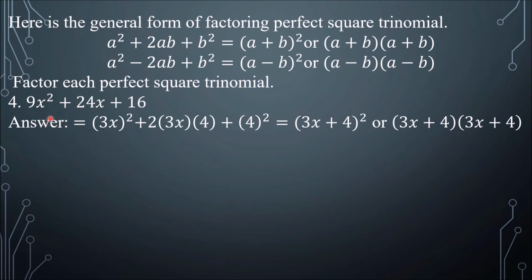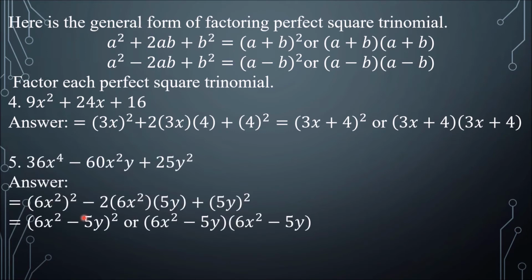Factor polynomial number 4. We have 9x squared plus 24x plus 16. This is a perfect square trinomial. First, 9x squared is (3x) squared. And then 2 times 3x is 6x. In order to get 24x, we need to multiply that by 4. So 2 times 3x times 4. Now this 4 will be used in the last term, 4 squared. Simplifying, we have the first term 3x and the last term 4. So (3x plus 4) squared, or (3x plus 4) times (3x plus 4).